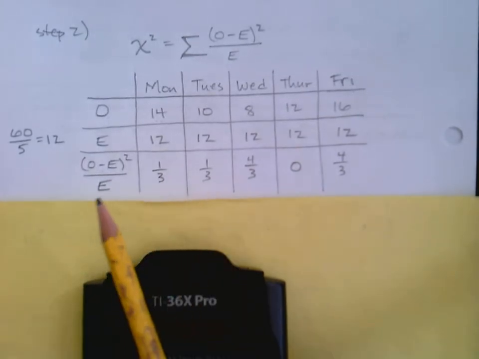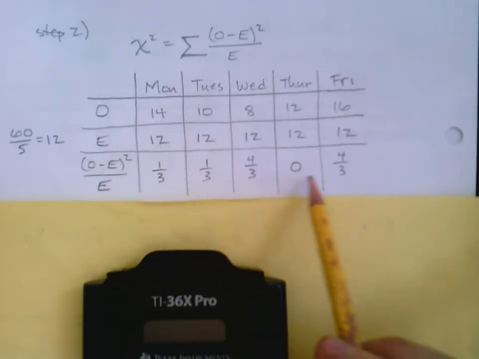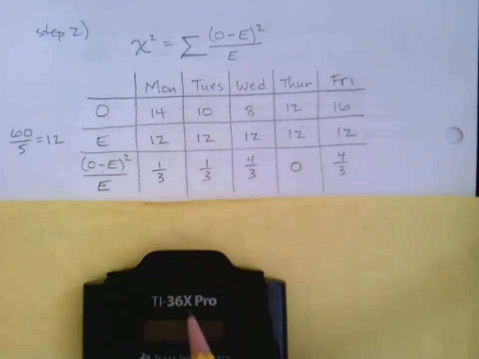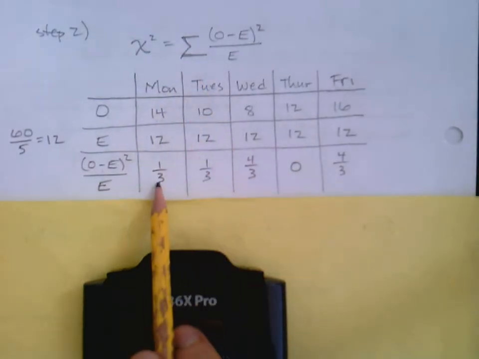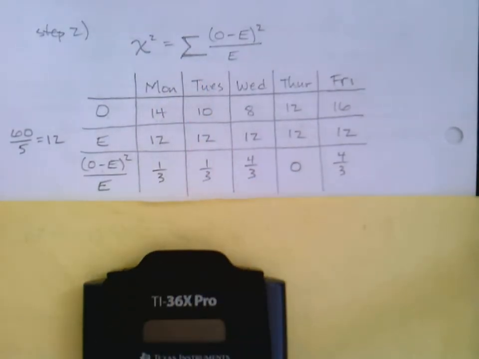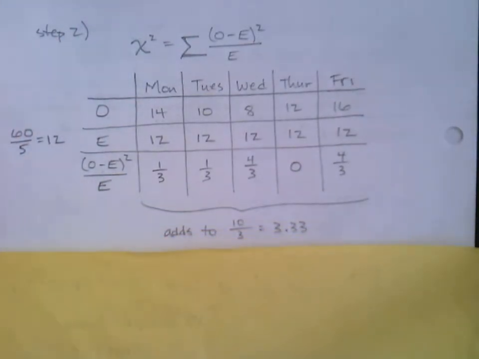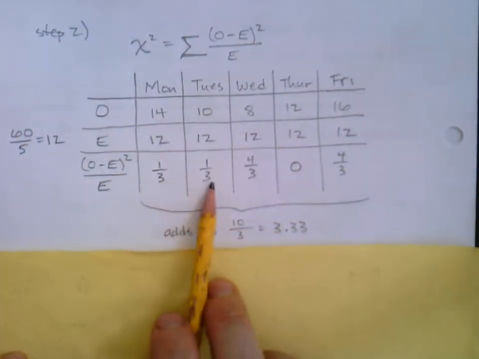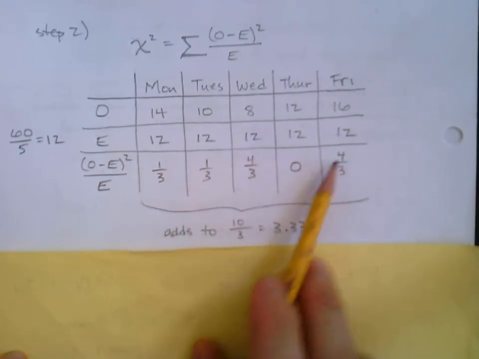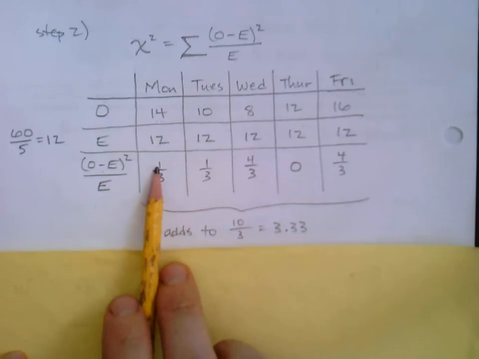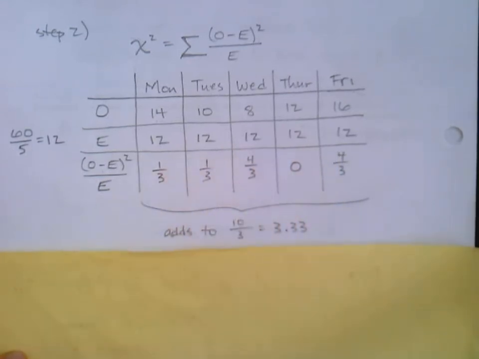We have calculated observed minus expected squared over expected for each of our 5 days. What are we going to do then? We still need to do the sum, so we're going to add all of those up, and at this point we want to convert it to a decimal. When I add those together, they're all over 3, so that's 2, 6, 8, 2, 6, 10. 10 over 3.